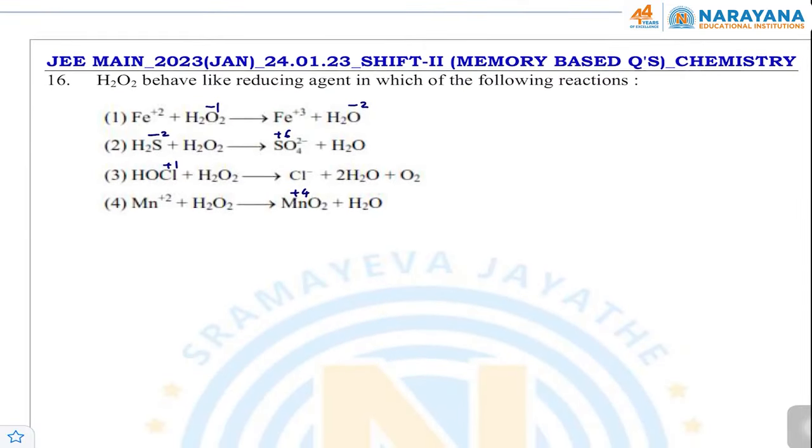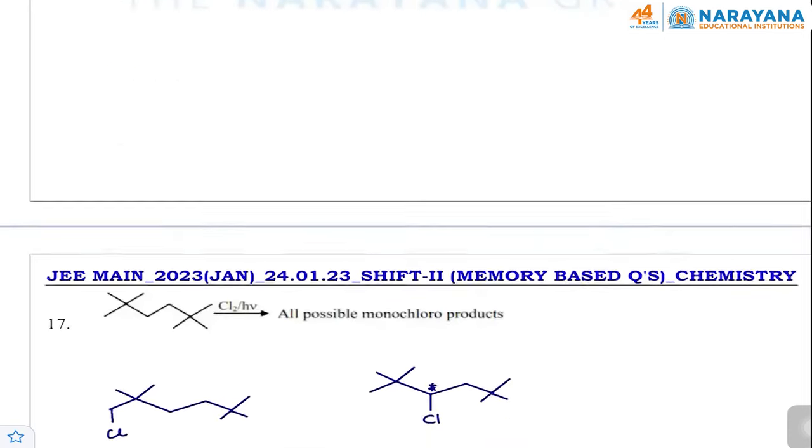So the next question is, H2O2 behaves like a reducing agent in which of the following reactions? Reducing agent is asked. Fe plus 2 here is changing to Fe plus 3. It is oxidizing agent. So H2S is changing to sulfate. Here also it is oxidizing agent. HOCl, Cl is plus 1 changing to minus 1. Here it is behaving as reducing agent. Here Mn plus 2 is changing to Mn plus 4. Here it is oxidizing Mn plus 2 to Mn plus 4. So reducing agent in the third reaction.